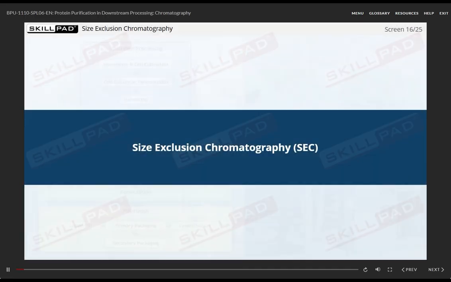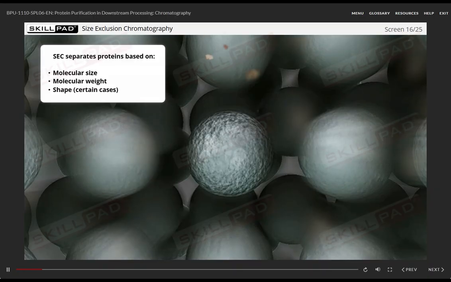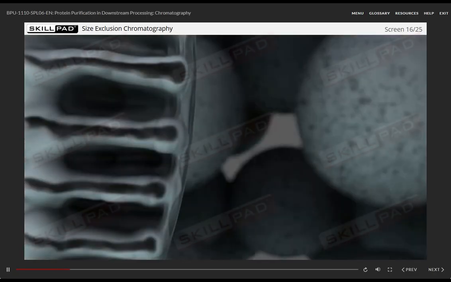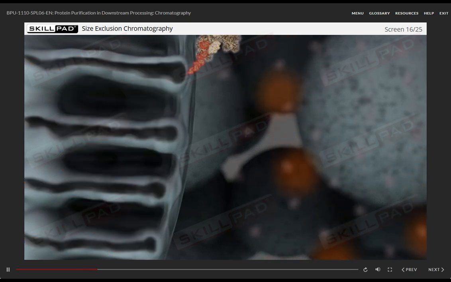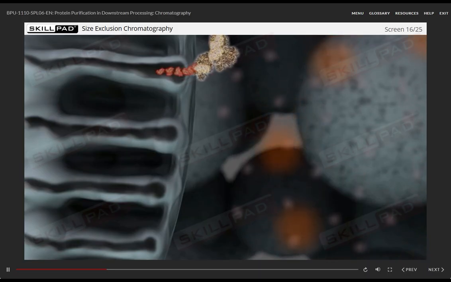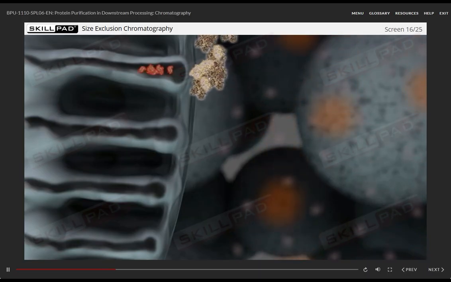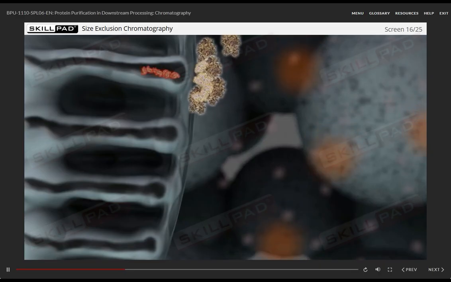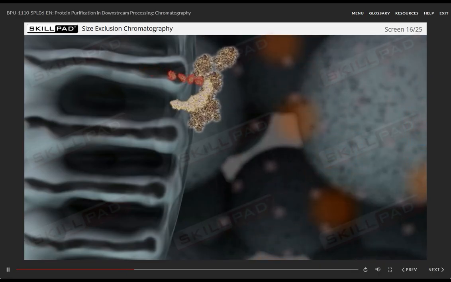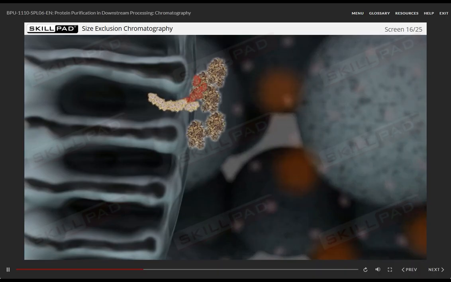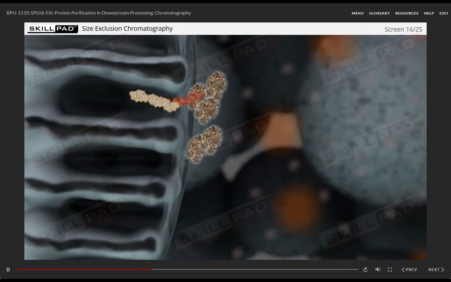Size exclusion chromatography, SEC. SEC separates proteins based on the molecular size, molecular weight, and, in certain cases, the shape. The stationary phase or matrix consists of beads that contain pores or cavities, through which small molecules can pass, but larger molecules cannot. This type of separation works because proteins are distributed between the volume of the solution inside the beads and the volume of the solution outside the beads.